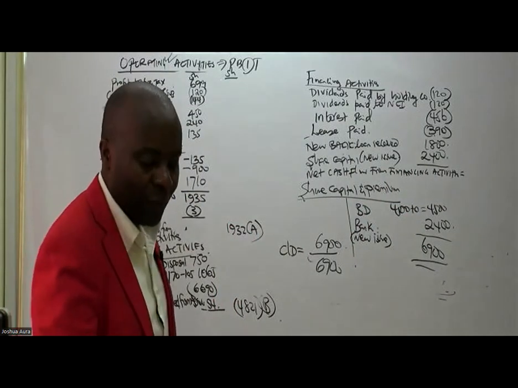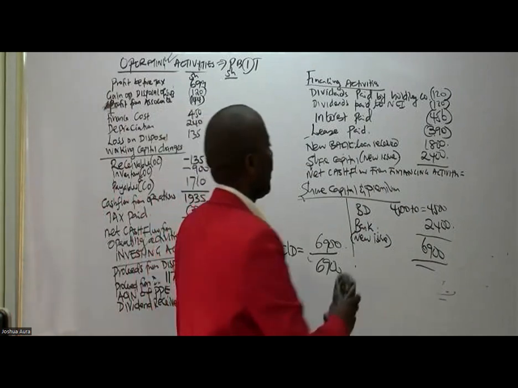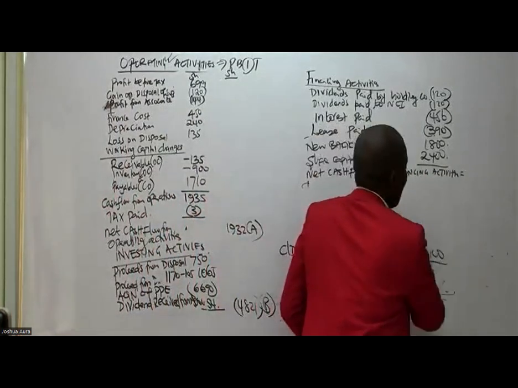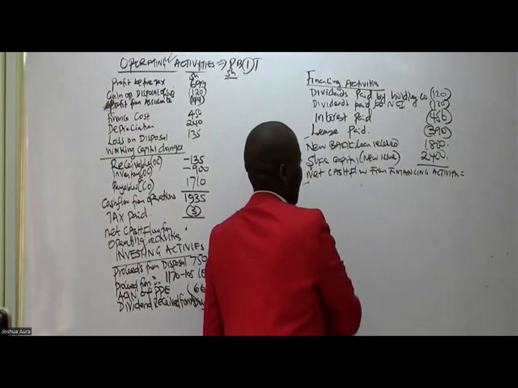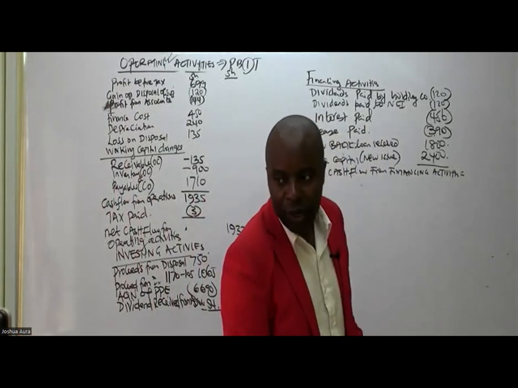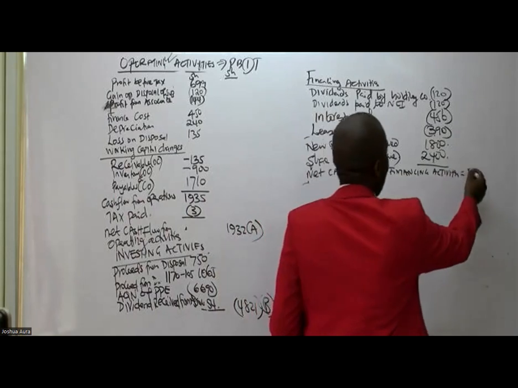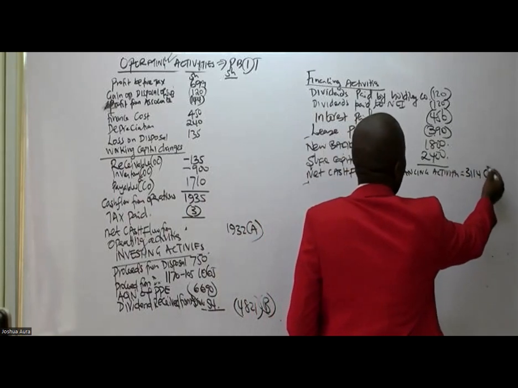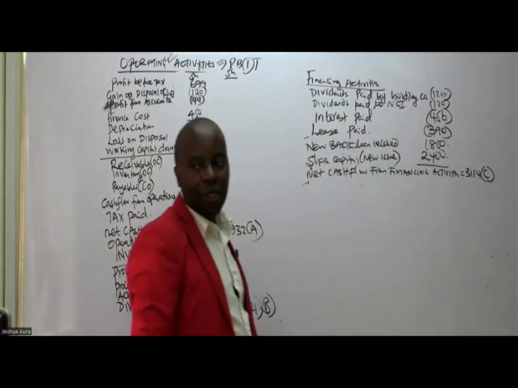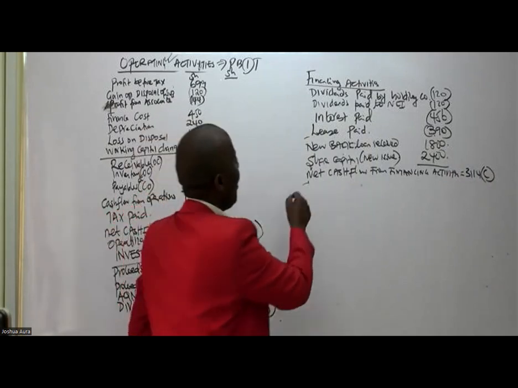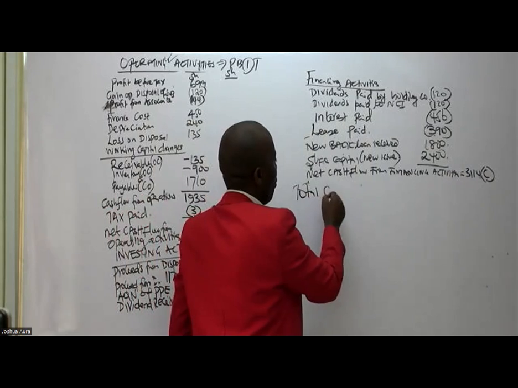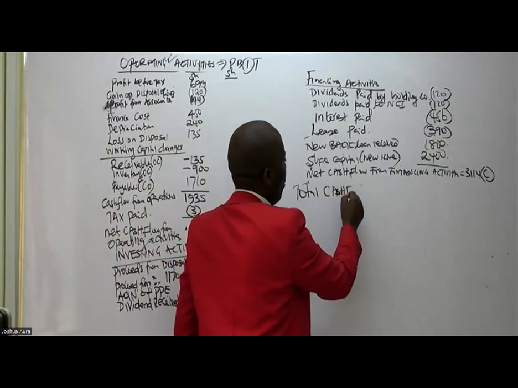Okay. So we have here 3114. 3114 is the net cash flow from financing activities. So this becomes our third component, which is the last component. So then could you kindly add the three? Come and give us here the total cash flow.